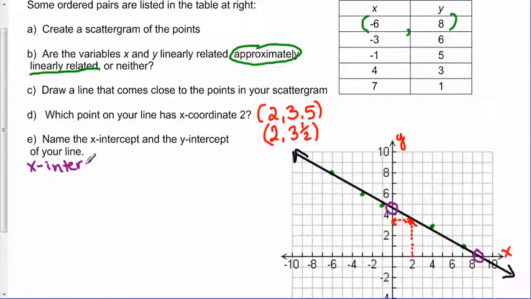So the x-intercept is, and let's go over here and see where that line crosses that x-axis. So it looks like I'm going across, there's 8, and then it crosses somewhere between 8 and 9, about halfway between. So I'm going to say that the x-intercept is, well, we have to name what that point is. Okay, so it's that point right there.